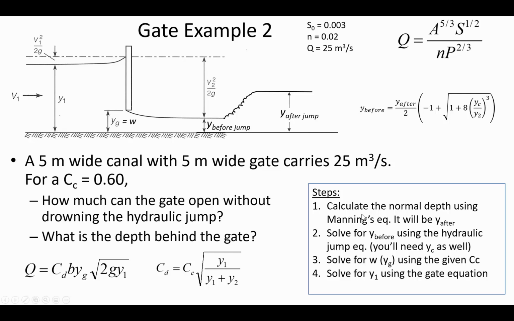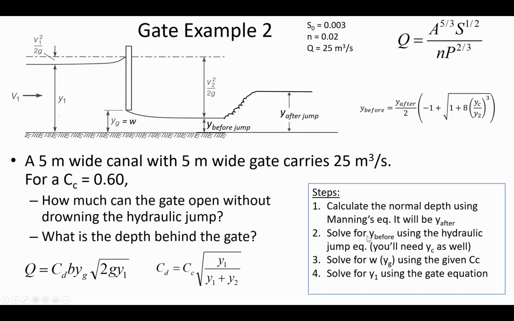And then once you have that, that's y after that you're going to use to calculate y before. But you'll notice that in order to calculate y before, we need to know both the critical depth and the downstream depth. And so y2 is y after. It's after the jump, y2. So the only other thing that you have to know is the critical depth. And since this is rectangular, the critical depth is the flow per unit width squared divided by g, to the 1/3 power.